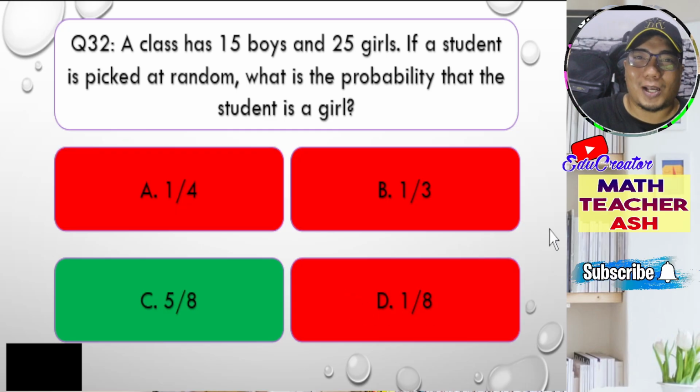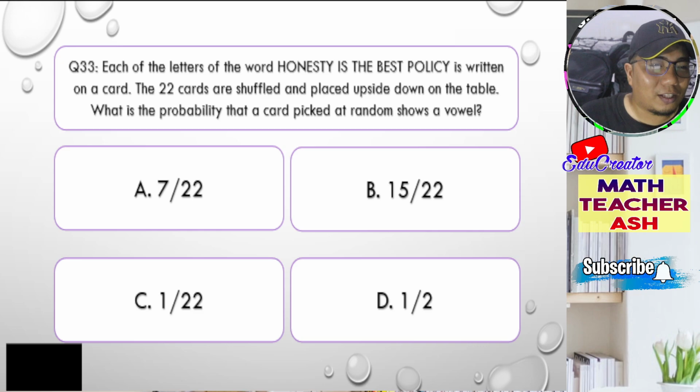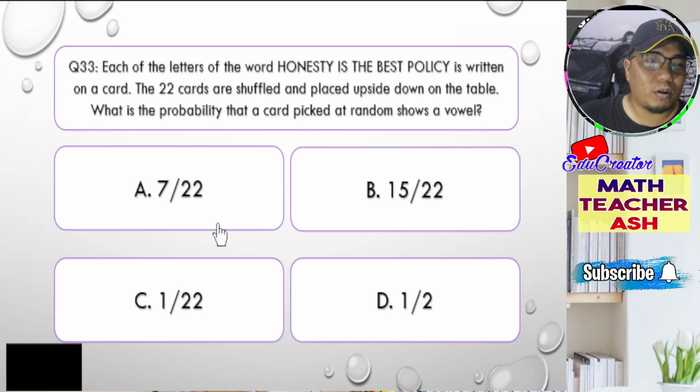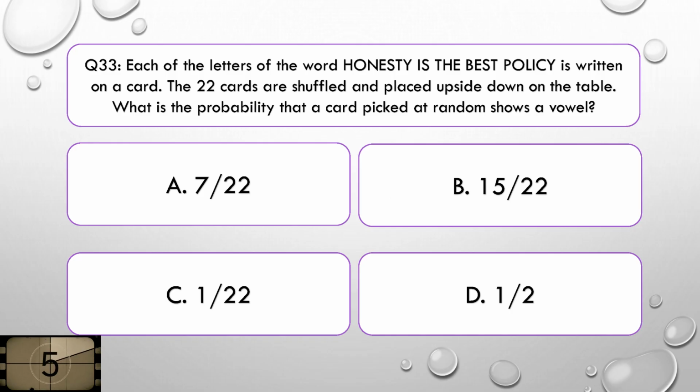Now, let us go to question number 33. Each of the letters of the words "honesty is the best policy" is written on a card. The 22 cards are shuffled and placed upside down on the table. What is the probability that a card picked at random shows a vowel? Alright, so it talks about vowel. Is it A, 7 over 22, B, 15 over 22, C, 1 over 22, or D, 1/2? I'll give you 5 seconds to think about your answer.